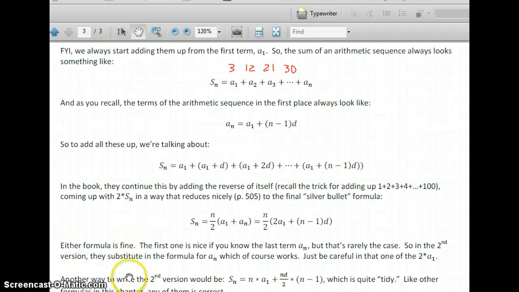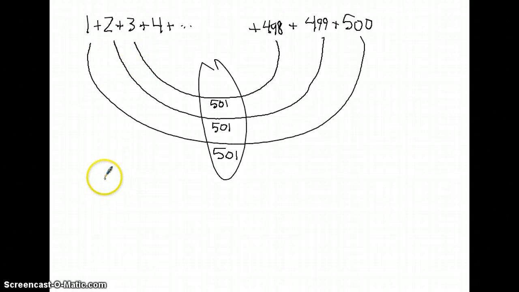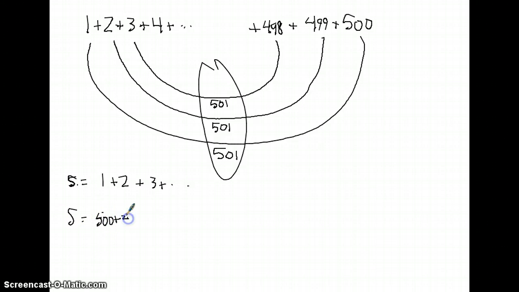This one, same thing. I had this string of numbers, and I add this up to itself backwards. So it's the same thing as saying, I'm taking 1 plus 2 plus and so on, and that equals my sum. Here's one way to write the sum. That's a sum, that's an S. Another way to write the sum is just to rewrite it backwards: 500 plus 499 plus 498. This is actually how they do it in the book.